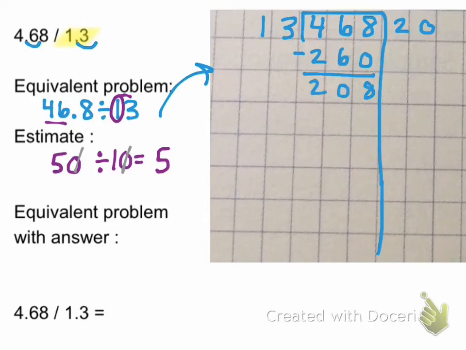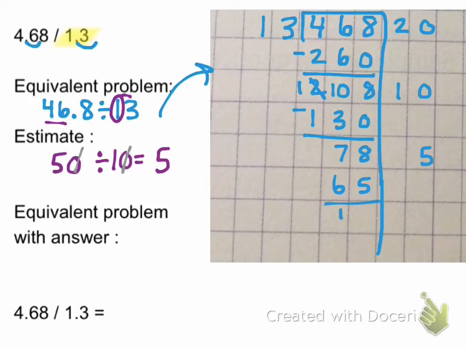My next guess, I can't use 20 again because it's too big, so I'll do 10. 10 times 13 is 130. We'll subtract and get 78. 10 is too big, so I'll use 5. 5 times 13, 65. And I get 13, so I'm going to use one more and subtract, and I get 0 as a remainder. Ooh, nice and easy. So now I'm going to add up the whole numbers on the side and get my answer of 36.